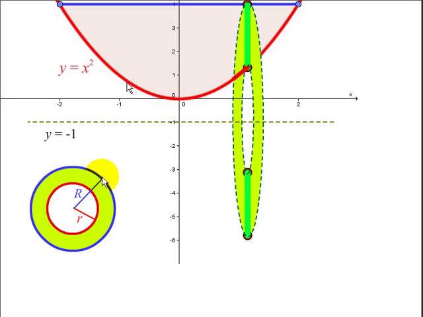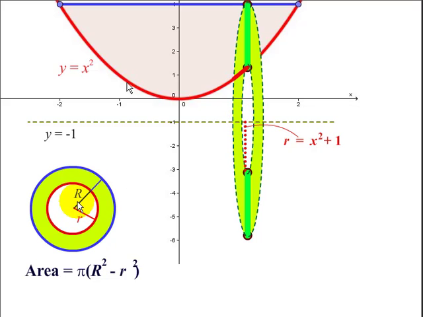And what's different here, I think, is finding the small radius and the large radius. So to find the small radius, that's the distance from the line of revolution to this point here, or this point up here, which is the same distance, and that distance is going to be x squared, that's the distance from here to here, plus 1, which is the distance from here to here.